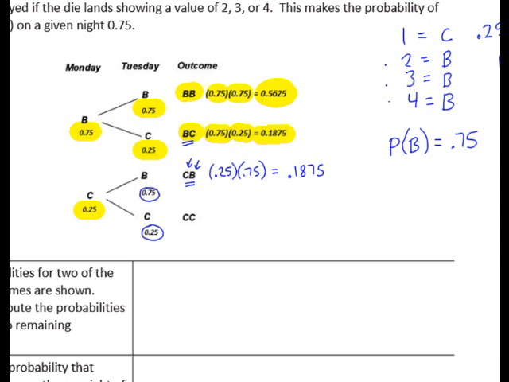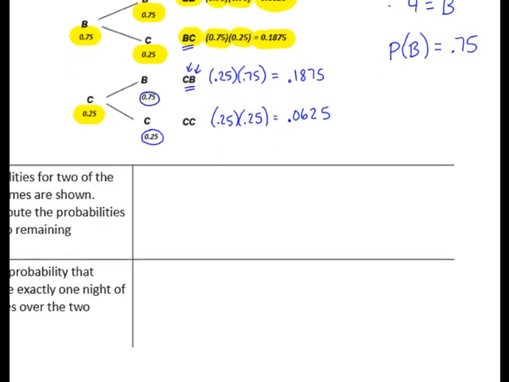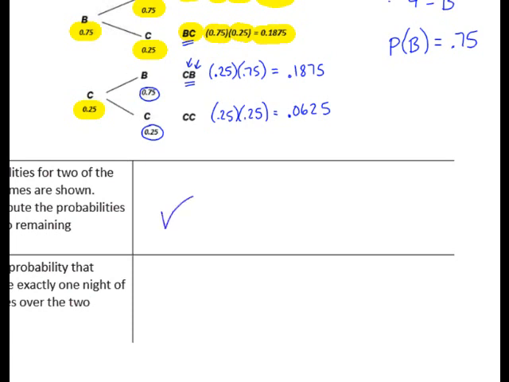Finally, we have the probability of playing cards 2 nights in a row. The probability for cards the first night is 0.25. The probability for cards the second night is also 0.25. And so we multiply those probabilities together. 0.25 times 0.25. And that gives us a product of 0.0625. That's a pretty low probability. All right, check, we've done that.